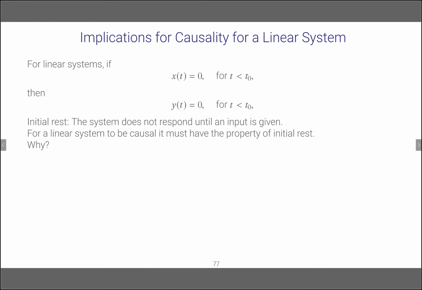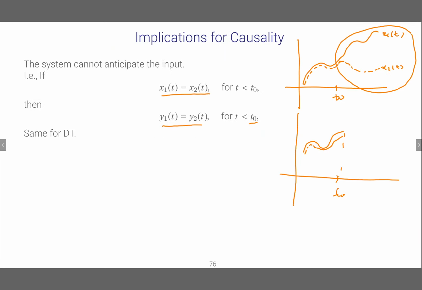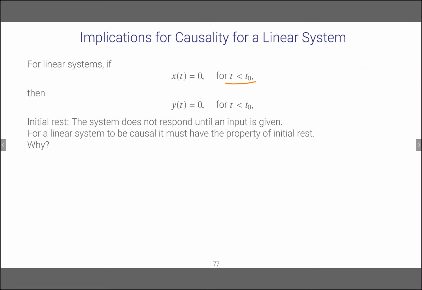The same holds for discrete time. For a linear system, if x(t) is equal to 0 for t less than t0, then y(t) must also be 0 for t less than t0. When you look at this, you can see that. This is initial rest: the system does not respond until an input is given. So for a linear system to be causal, it must have the property of initial rest, while for a linear system, 0 in means 0 out.